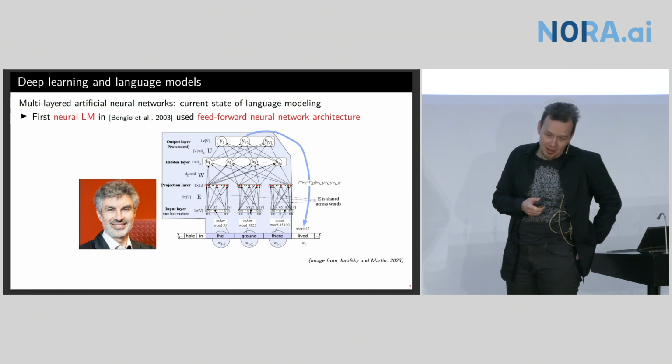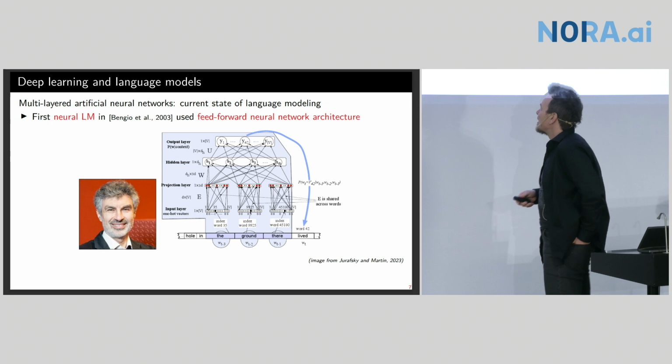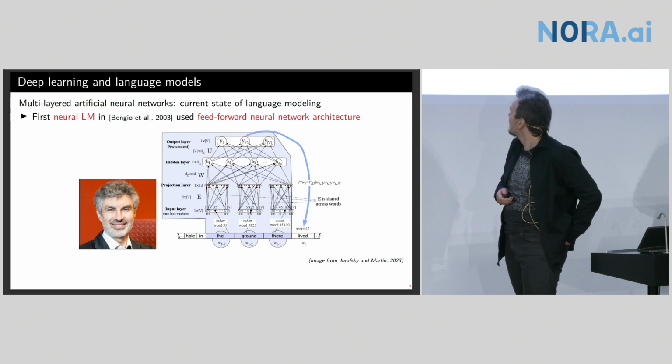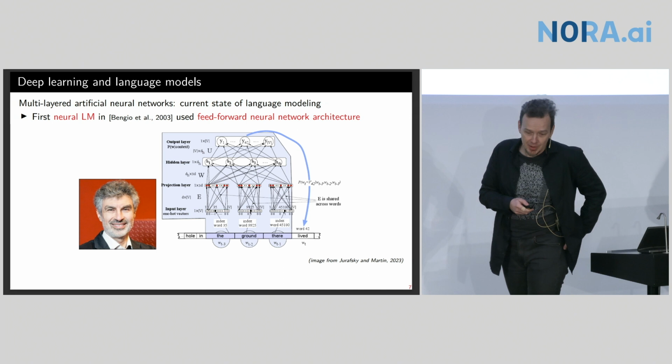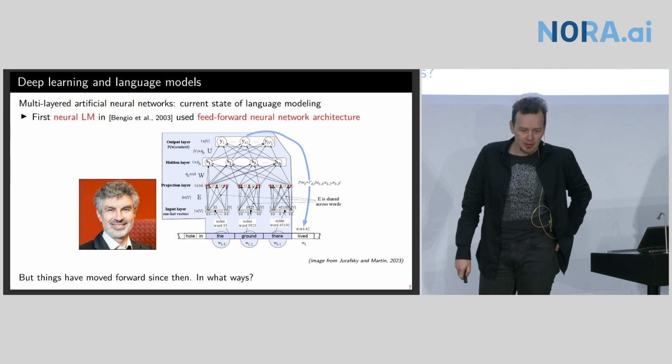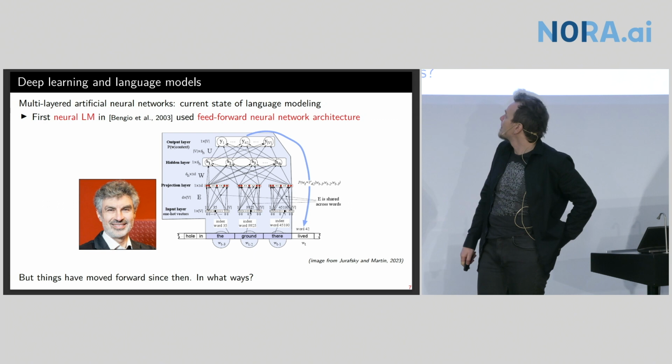So that's just a figure of how the language model proposed in his 2003 paper worked back then. It was quite a simple feed-forward neural network. Nowadays, we don't use these things much, because things have moved forward since then. And I will try to very quickly outline in what ways we have moved forward since this seminal 2003 paper.